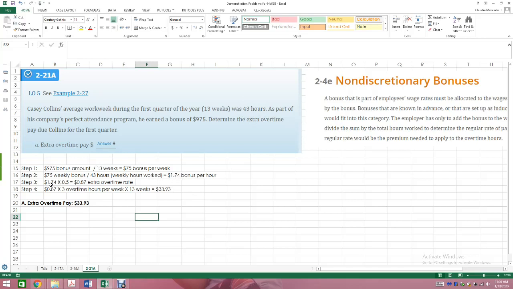We're going to get that $1.74, and we're going to multiply by half to calculate the overtime rate. So my overtime rate is going to be 87 cents. I'm going to multiply it by the number of overtime hours per week, which is 3. And I'm going to multiply it by the number of weeks during the quarter, which is 13. So that means that during the particular quarter, I owe my employee, on top of the $975 bonus, I also owe them $33.93 of overtime. That is the answer for 221.